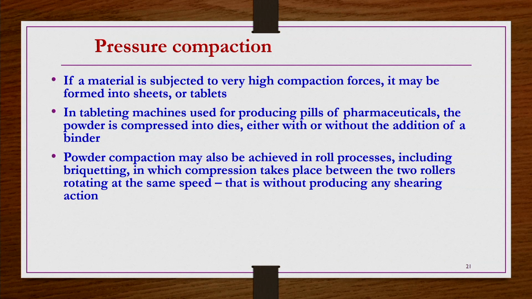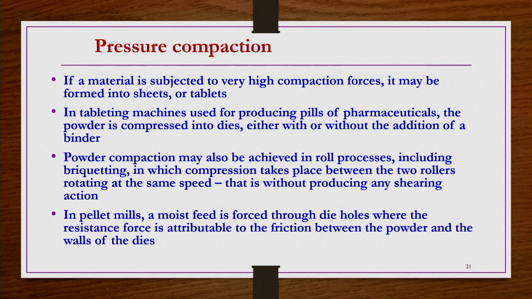Powder compaction may also be achieved in roll presses, including briquetting, in which compression takes place between two rollers rotating at the same speed. Since they are rotating at the same speed, there will not be any kind of shearing action. There will be only compressive pressure forces acting, because both of them are rotating at the same speed. In pellet mills, a moist feed is forced through die holes where the resistant force is attributable to the friction between the powder and the walls of the dies.